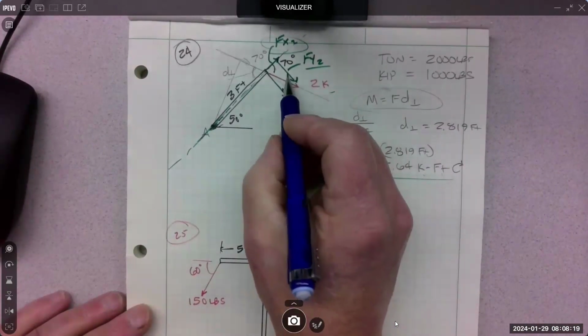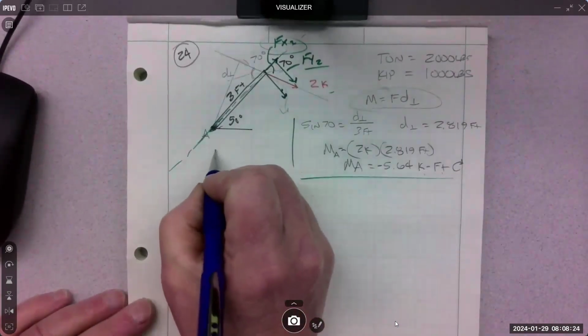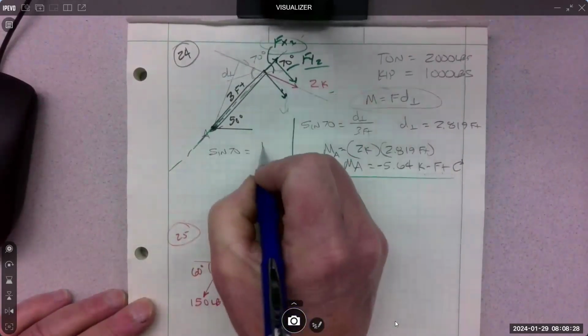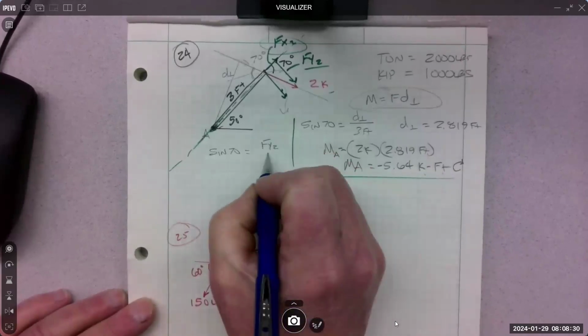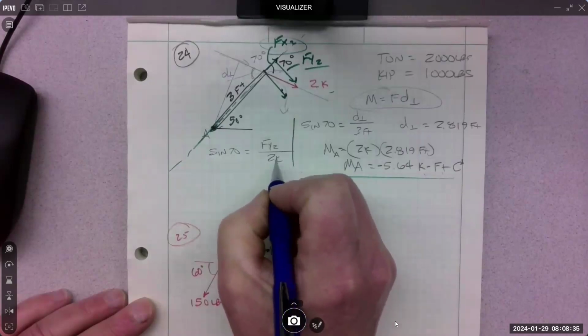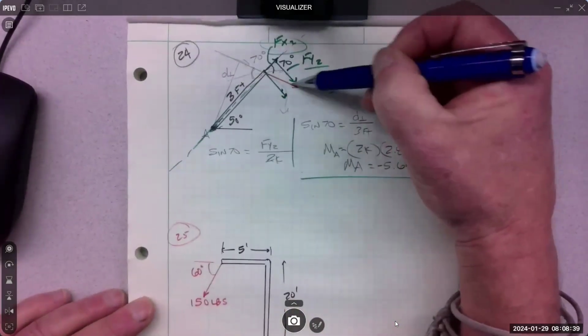So I'll find out what this is by doing the sine of 70 equals opposite, Fy of the 2, over 2K. So I'm just finding that component based on this triangle.